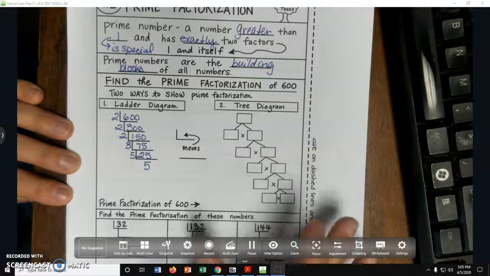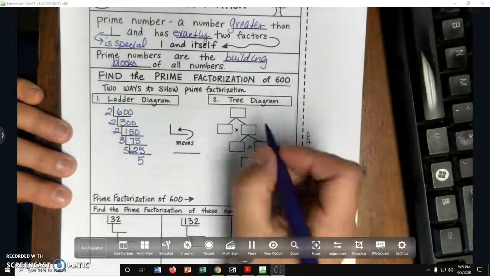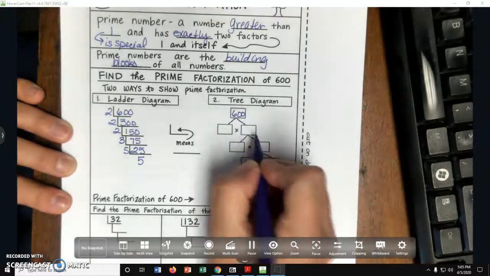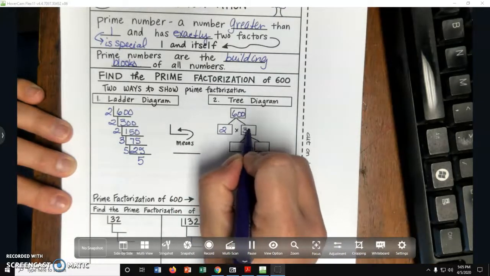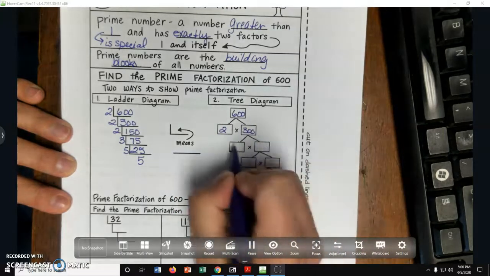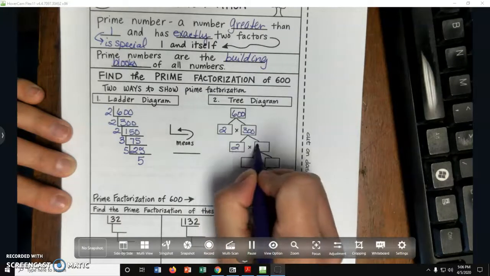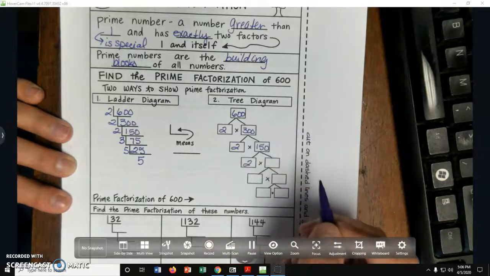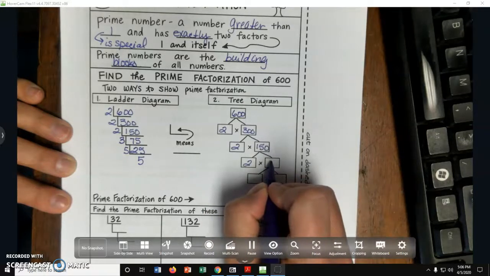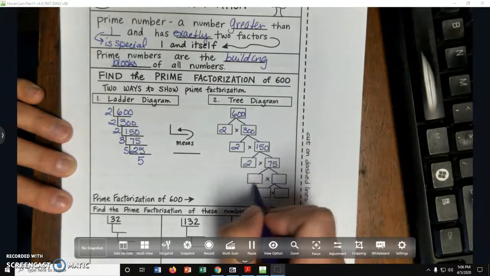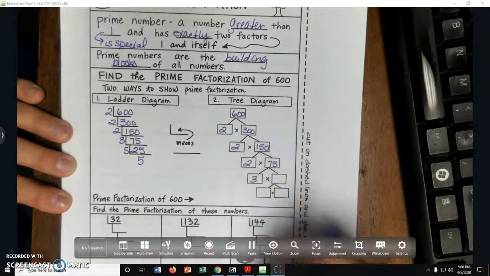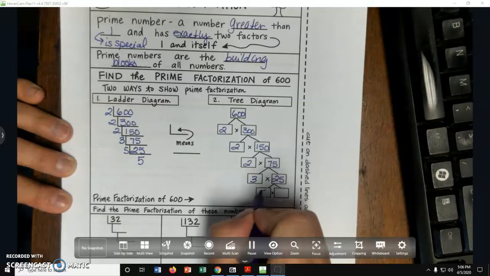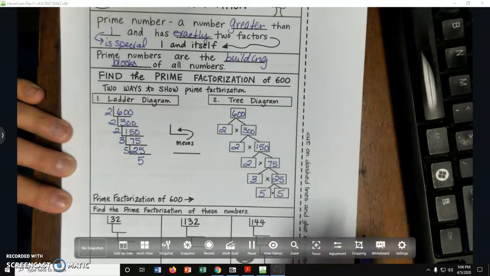Okay. Going to the tree diagram. I don't use this way often, so let's see if we can do it. So 600, again, divisible by 2. Yes. 2 times 300 is 600. Okay. I can branch that off. Is 300 divisible by 2? Yes. 150 times 2 is 300. Okay. Dividing by 2 again gives me 75. Okay, so now I can't divide that, but it is divisible by 3. 3 times 25 is 75, which leads me down to 5 times 5.